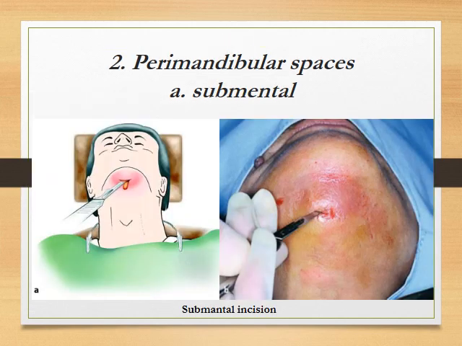The surgical approach to the submental space is through an extraoral incision. The incision is made in the skin beneath the chin. This is the border of the chin, the inferior border of the mandible. Below it, in a horizontal direction, parallel to the anterior border of the chin, this is the submental incision for drainage of the submental space.